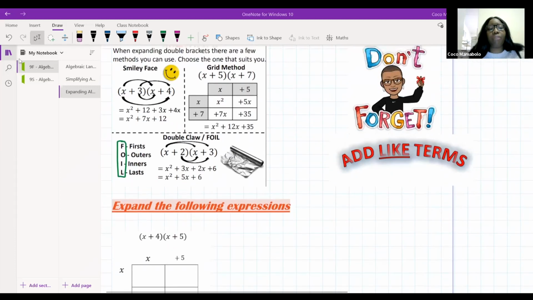All right, let's look at this. Now, many of you would have been taught FOIL. So we've got the FOIL method and the grid method. I want you guys to pop in the chat for me how many of you know the FOIL method and how many of you know the grid method. You can just type FOIL or grid if you've already done it at school. If you haven't done it, just say, I don't know.